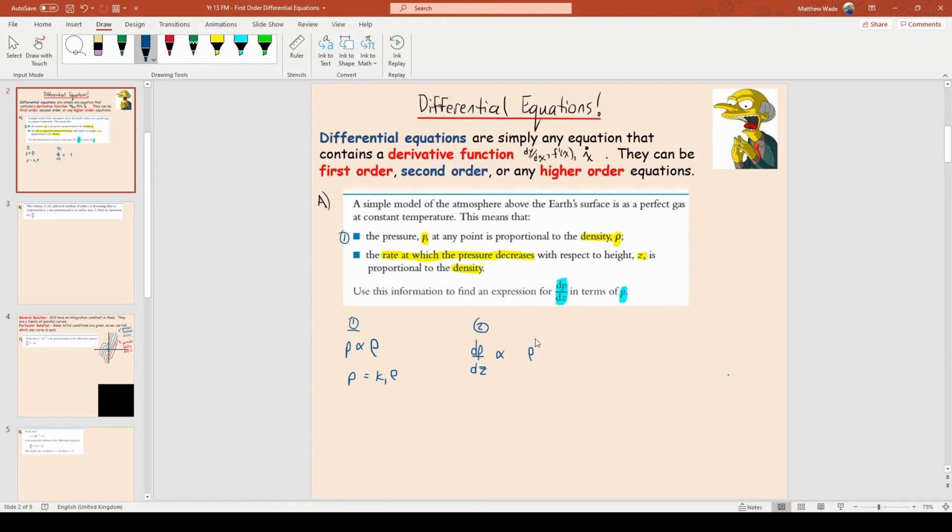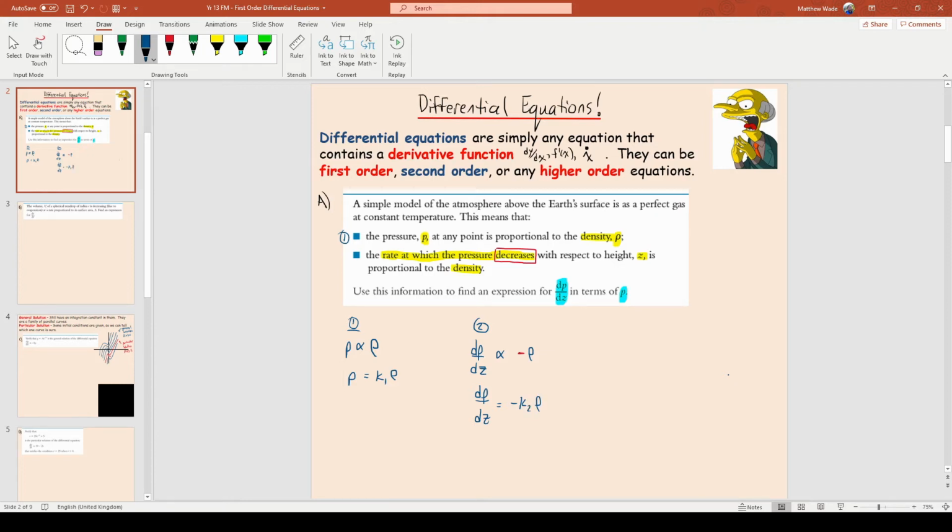Now, there's one other trick to it, and that's this word here. It says it decreases. Because we're dealing in proportionality here, it's kind of like correlation in stats. If it's decreasing, it's going to have a negative gradient, so we've got a negative gradient to account for the decrease. Switch it to an equation. That means dp dz is going to be equal to, and this is why I put k1 in the last one, because we need a separate constant, minus k2 times rho.